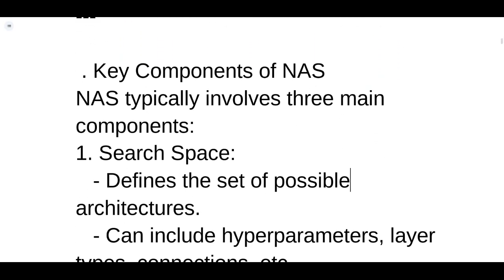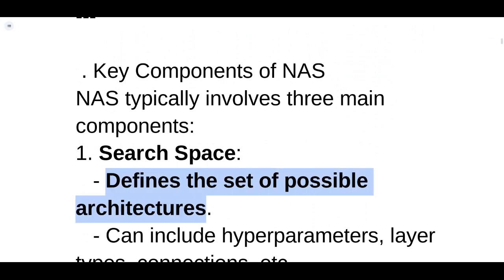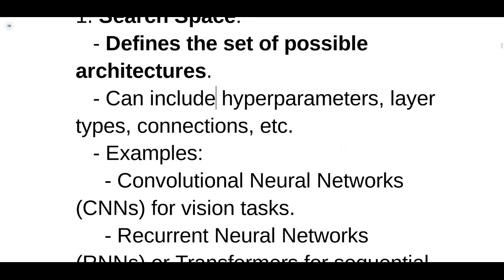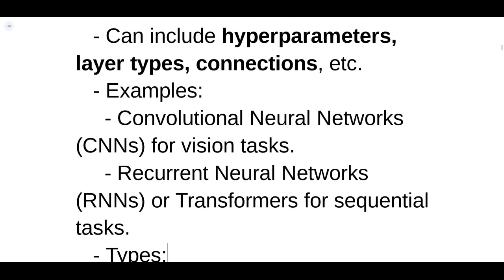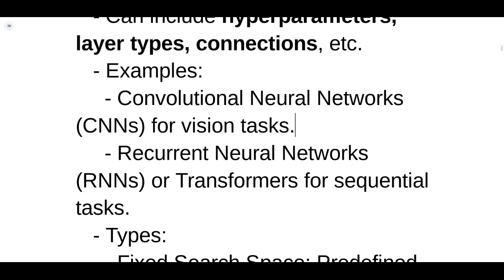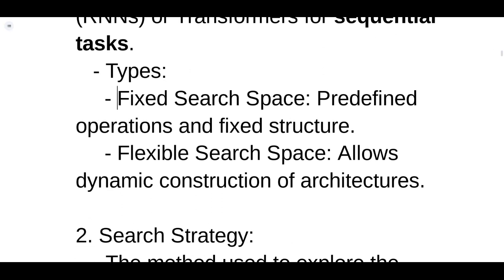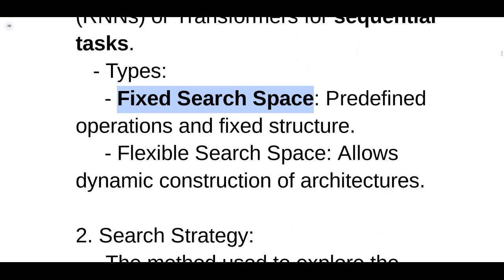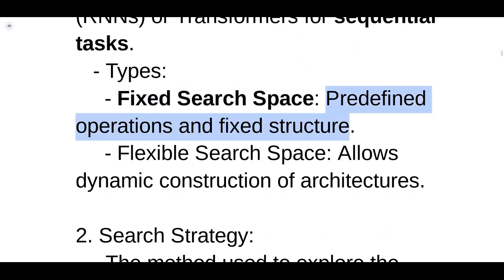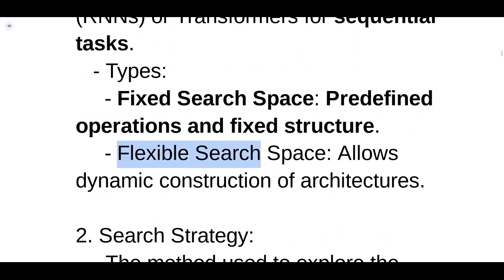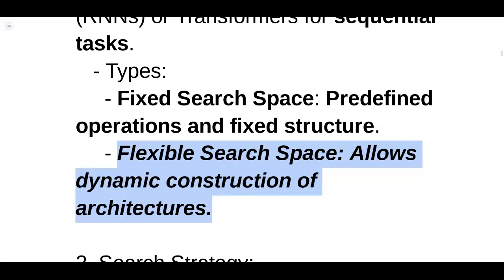The key components of neural architecture search: it typically involves three main components. The search space defines the set of possible architectures. All possible architectures can include hyperparameters, layer types, connections, etc. Convolutional neural networks, for example, for vision tasks, recurrent neural networks, or transformers for sequential tasks. The types are a fixed search space, with predefined operations and fixed structure, and a flexible search space, which allows for dynamic construction of the architecture.